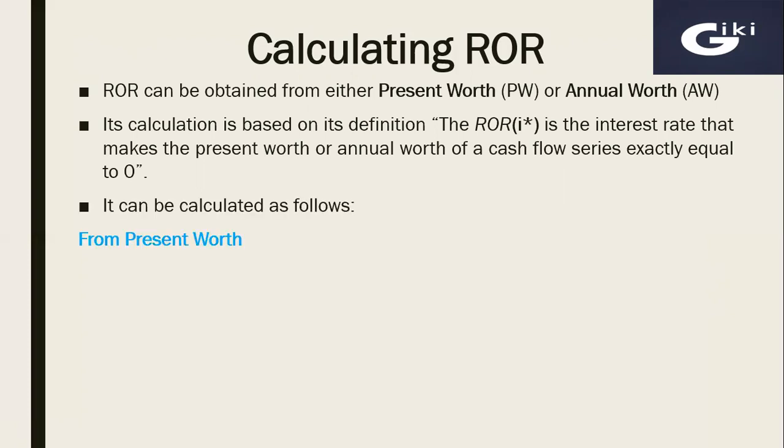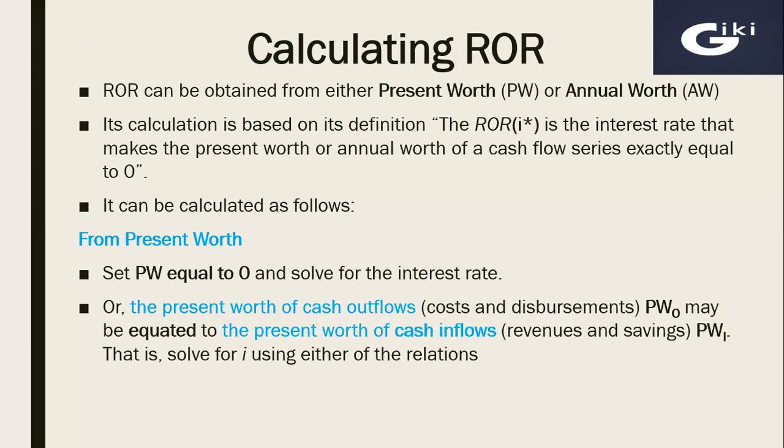First of all, if we use present worth, we need to set present worth equal to zero and solve for the interest rate. The present worth of cash outflows may be equated to the present worth of cash inflows. That is, solve for the rate of interest using either of the relations. So present worth is equal to zero, or present worth of outflows is equal to present worth of inflows. We can use either of these equations to find rate of return.